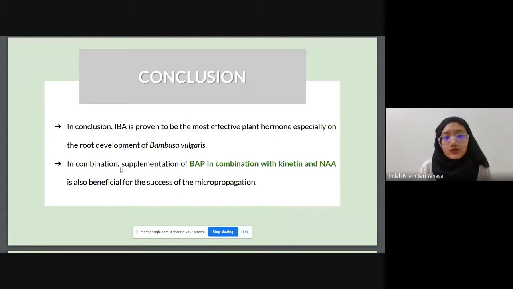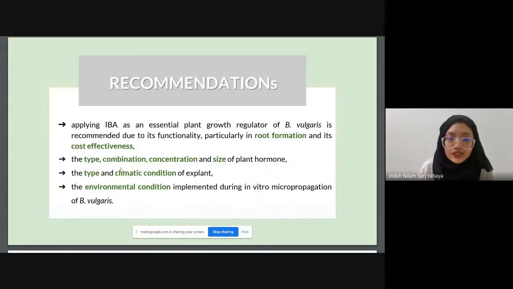So in conclusion, IBA is proven to be the most effective plant hormone, especially on the rooting development of Bambusa vulgaris. But for combinations, the supplementation of BAP in combination with kinetin and NAA is also beneficial for the success of the micropropagation. As a recommendation, applying IBA as an essential plant growth regulator of Bambusa vulgaris is recommended due to its functionality, particularly in root formation, and also its cost effectiveness.